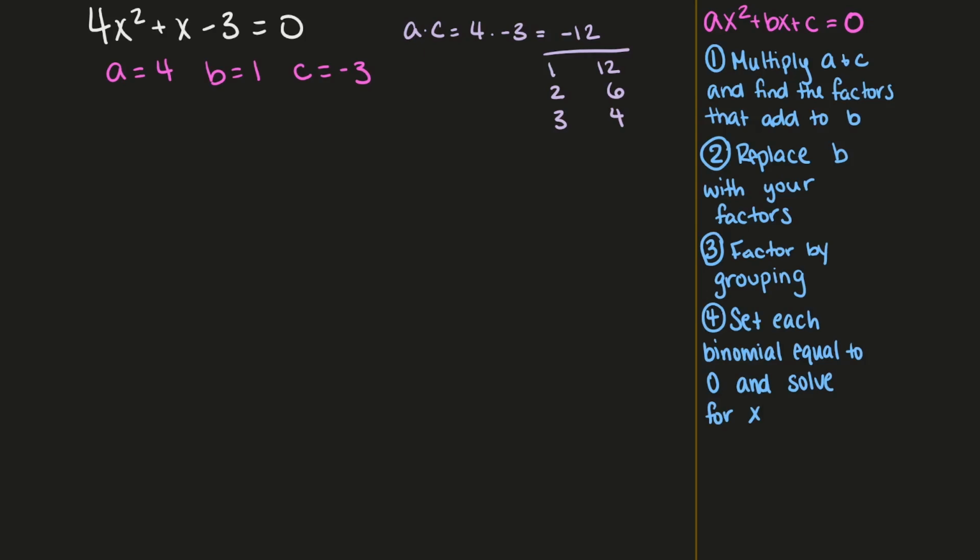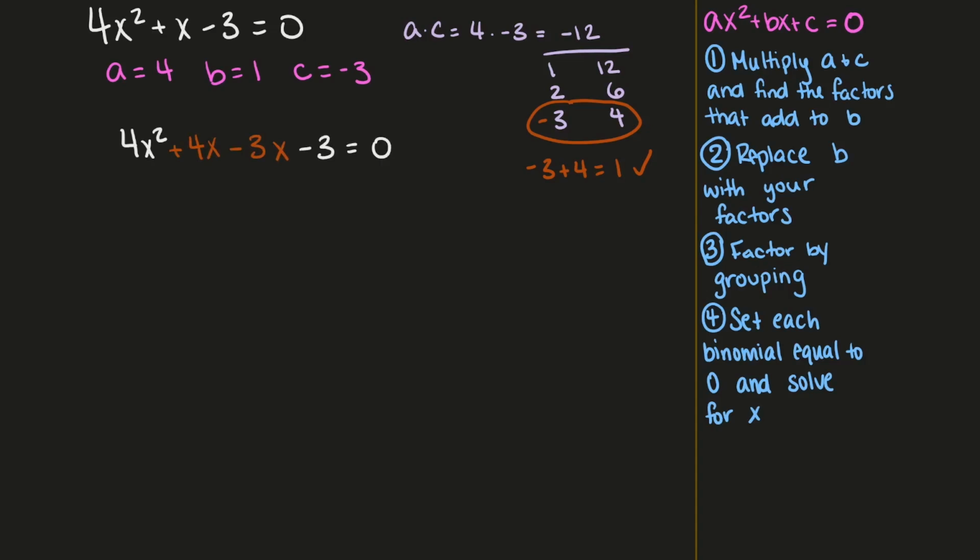Let's take a look at our factors and see which are going to add to give us 1. 1 and 12 will not give us 1, 2 and 6 will not give us 1, but 3 and 4 will. So we know our factors are going to be 3 and 4, and we know in order to get positive 1, we need a negative 3. So negative 3 plus 4 equals 1, which is exactly what we're looking for. So now, step 2 is we're going to replace b with our factors. So our equation becomes 4x squared plus 4x minus 3x minus 3 equals 0.